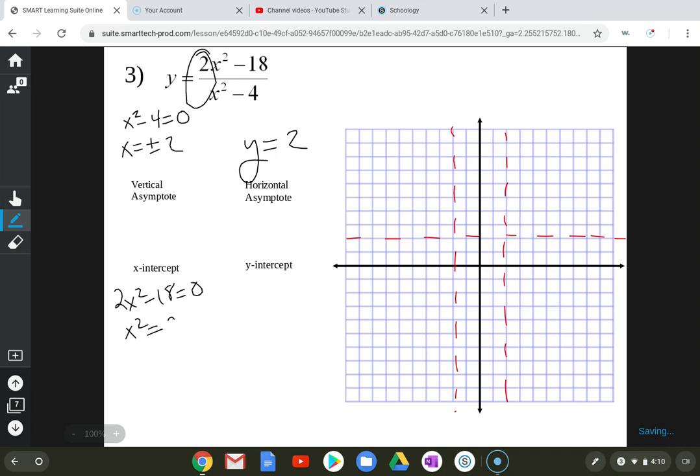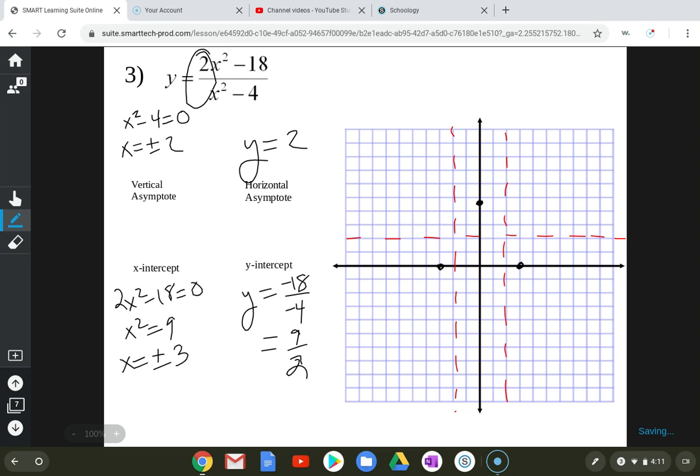So x squared equals 9, x equals plus or minus 3. So we have an x-intercept here and here. And then for the y-intercept, set all the x's equal to 0, and you get -18 over -4, which is 9/2. I feel like we've done this one. It feels familiar to me. 9/2, so our y-intercept is actually way up here. So 3, 4, right there.